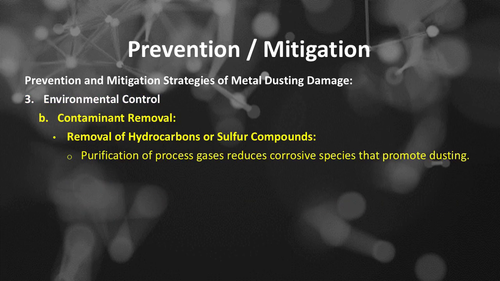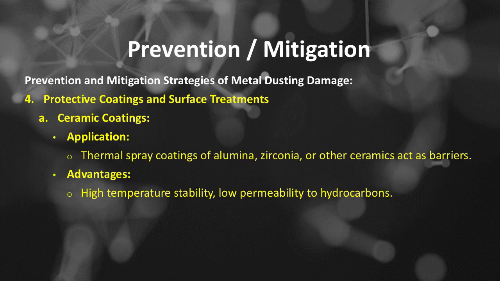Number B, contaminant removal. Removal of hydrocarbons or sulfur compounds. Purification of process gases reduces corrosive species that promote dusting. Number 4 of the prevention and mitigation strategies of metal dusting damage is protective coatings and surface treatments.